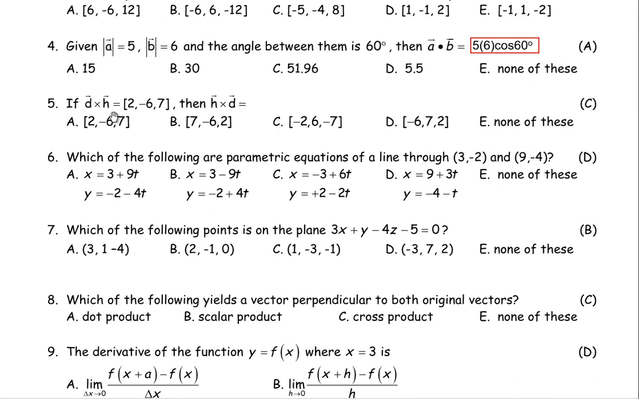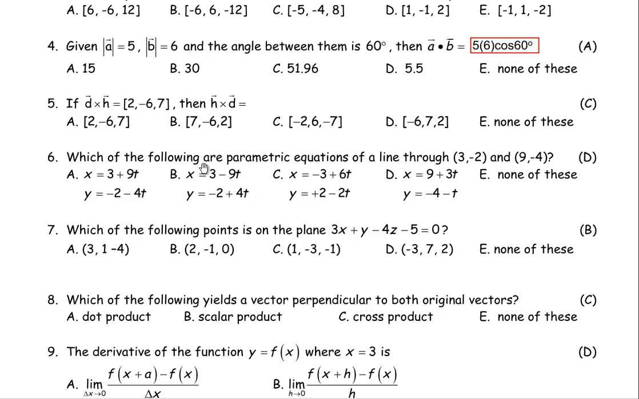For number 5, you're told that the cross product of vectors D and H, D cross H, is 2, -6, 7. So you're asked to find H cross D. Now notice that it's just the cross product in the opposite order, so then you should get the opposite vector. So the opposite of 2, -6, 7 would be -2, 6, -7. So just the opposite of each of the components. So this C would be the cross product of H cross D.